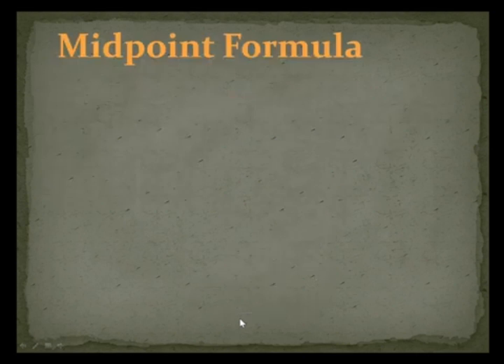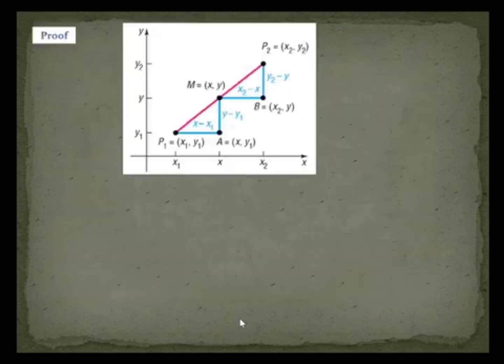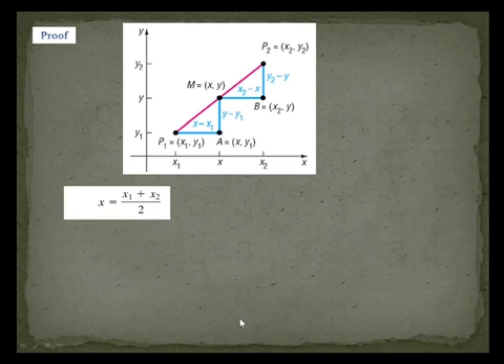Next, let's look at the midpoint formula. The midpoint M(x, y), just an ordered pair, of the line segment from point 1 to point 2 is this formula. You're going to want to write this one down too. So let me kind of show you how this works. X is basically, we're finding the distance between the two x's, and we're dividing it by 2. Basically, we're finding the mean. And y works exactly the same way. And so that's how our formula is found.